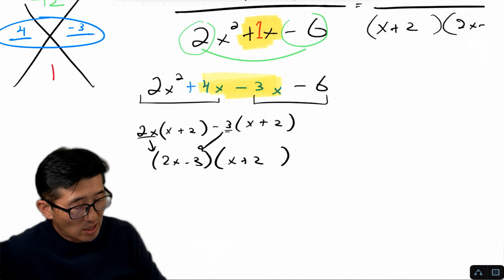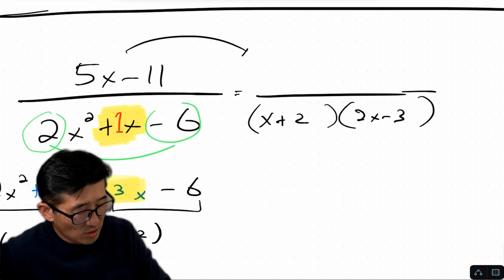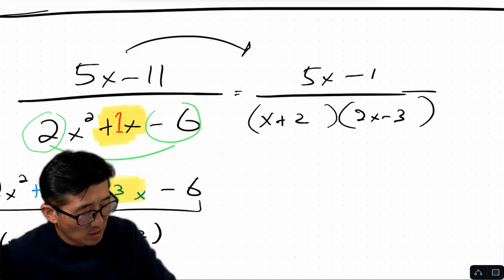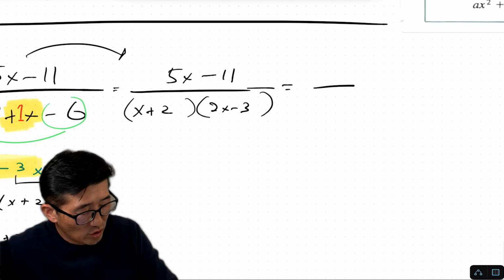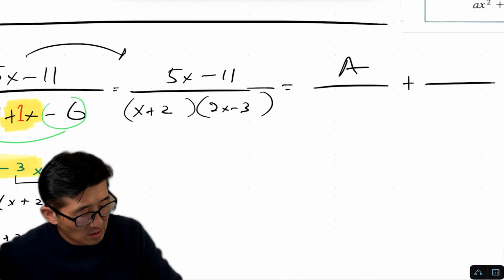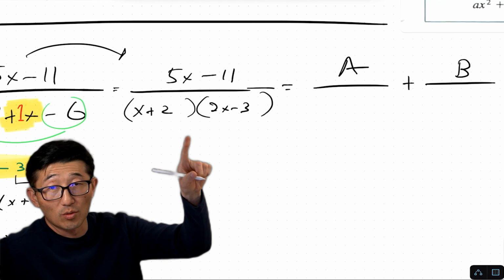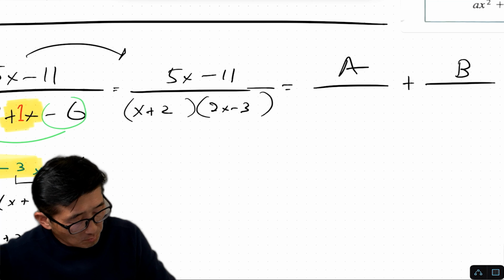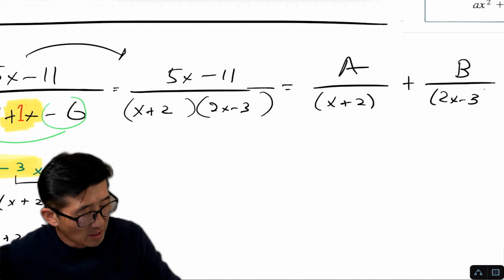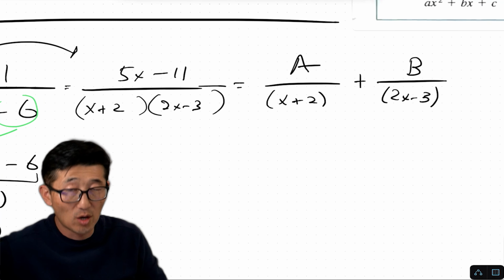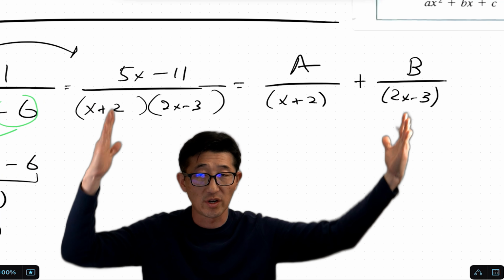Okay, now once you got that factored, we're gonna leave that on top again: 5x minus 11. So the goal is to figure out what were the original two fractions that brought this about, right? Yeah. So the two denominators are these. Okay, see it?